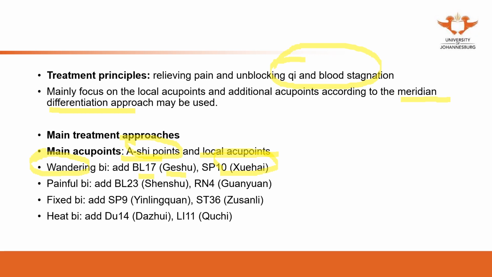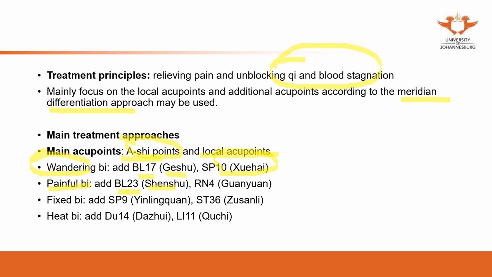The painful bi is due to coldness. So we will add bladder 23 and Guanyuan, ren 4. We also can use moxibustion. Bladder 23 is the point for the kidney, Shenshu. Kidney is where the original yin and yang come from. So we can strengthen the kidney with bladder 23. You can use either moxibustion or reinforcing technique.